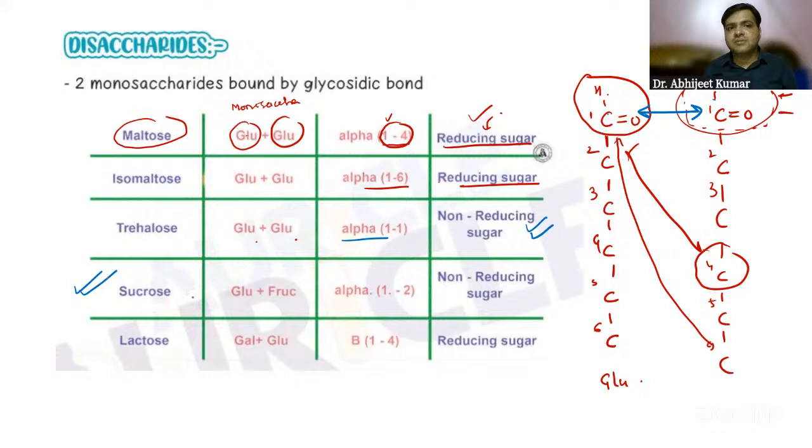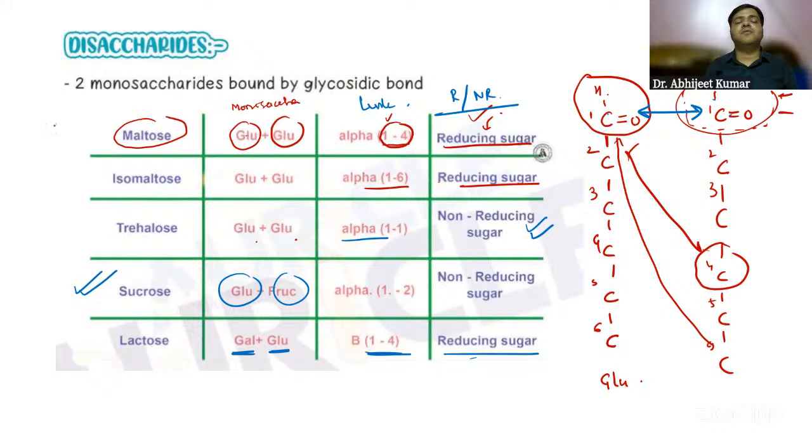Again, sucrose is glucose and fructose. Lactulose is galactose plus glucose, right? It's a reducing sugar, beta 1 to 4, obviously. So that is the basic structure you have to remember: how these saccharides are formed from which monosaccharides, what linkage is present, and whether it is reducing or non-reducing. That is something you can take away from this chart.